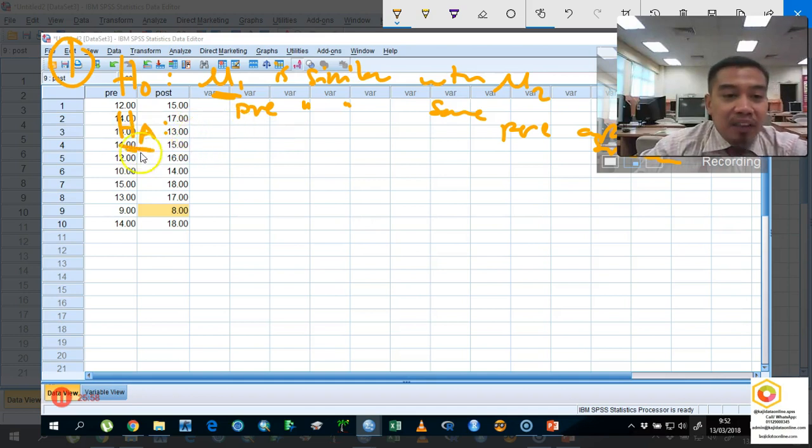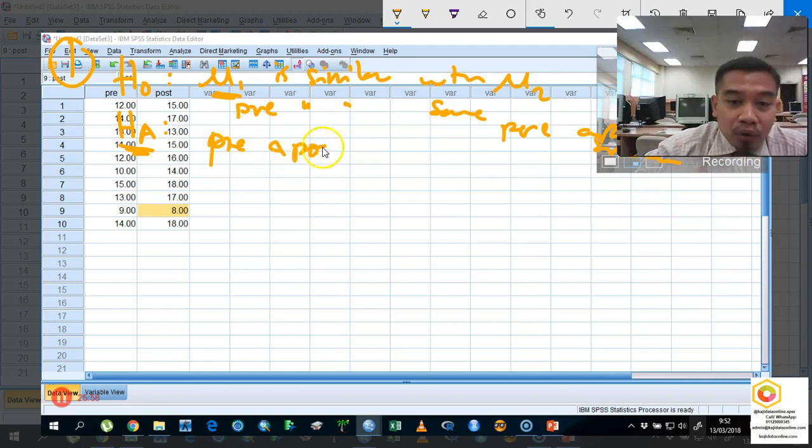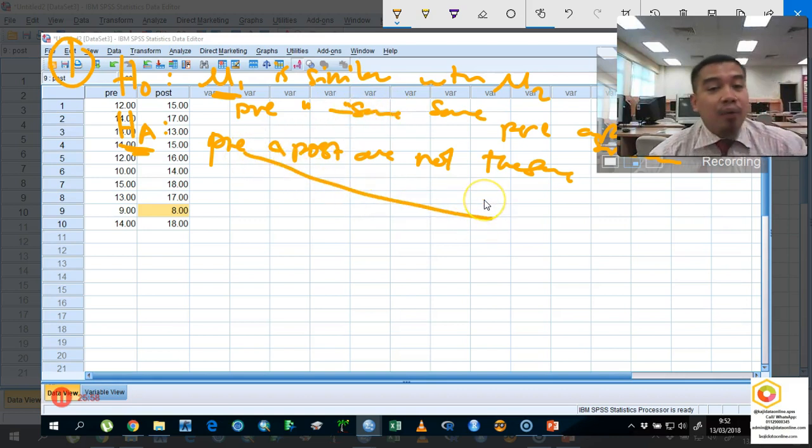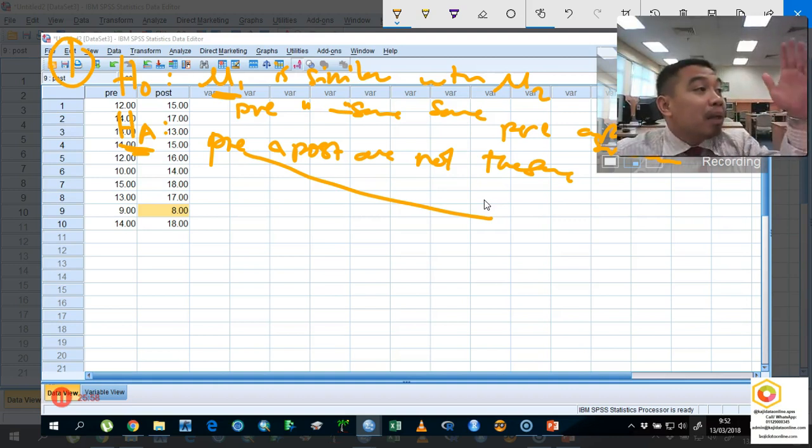Faham? Okay, the next one is the alternative hypothesis. So my alternative hypothesis will be pre and post are not the same lah. Yang atas kita kata same, sama kan, tak ada beza. Yang bawah ni we are stating that our pre and post measurements are different. But when I say pre and post are different, is there any direction? No direction, right? Therefore we are focusing on the two tail. Sebab saya kata pre and post ada beza. Saya tak kata pre lebih besar daripada post.